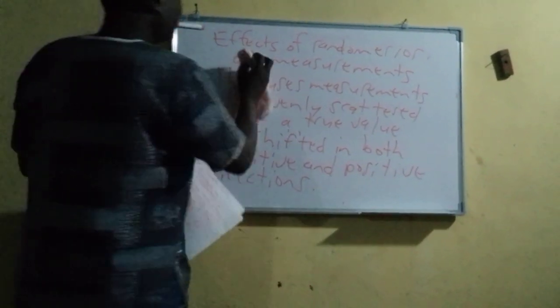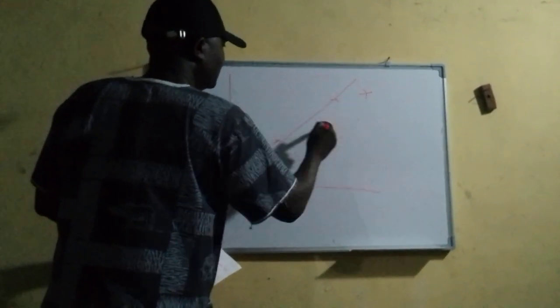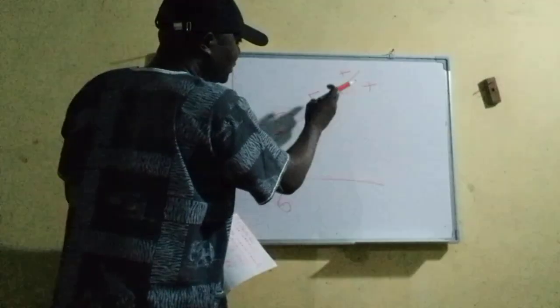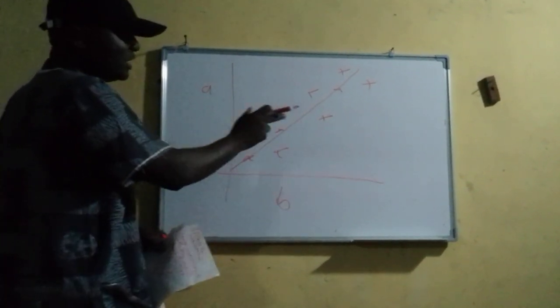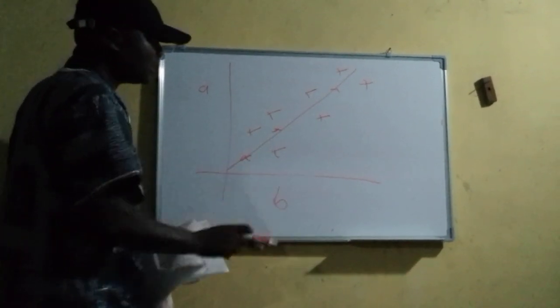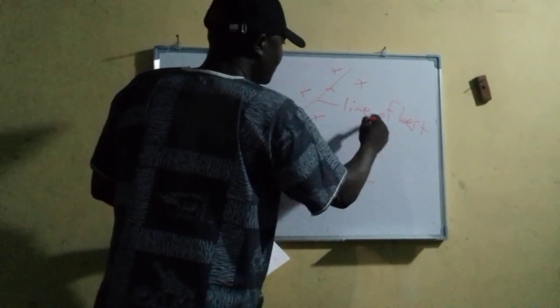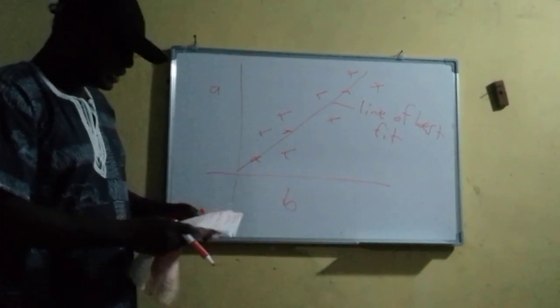For instance, let's consider the line of best fit. Suppose there is a graph where we plotted A against B. This is the true origin. This is the line of best fit. These are points, and the points are usually scattered about the line of best fit. So the measurements have been shifted in both negative and positive directions. The even scatter of points about the line of best fit is an indication of a random error.